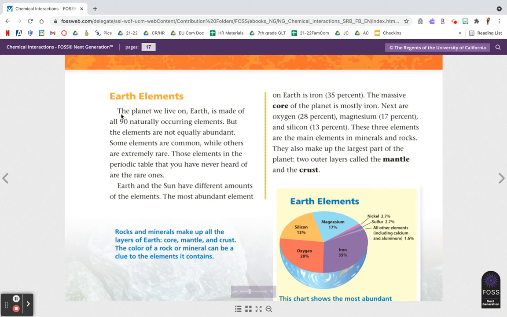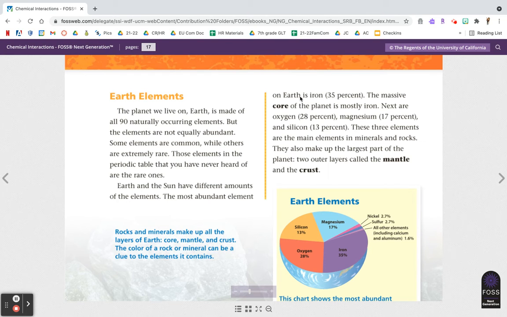Earth elements. The planet we live on, Earth, is made of all 90 naturally occurring elements, but the elements are not equally abundant. Some elements are common while others are extremely rare. Those elements in the periodic table that you have never heard of are the rare ones. Earth and the sun have different amounts of the elements.